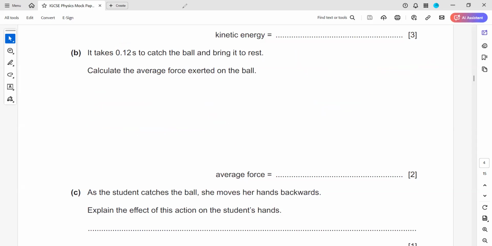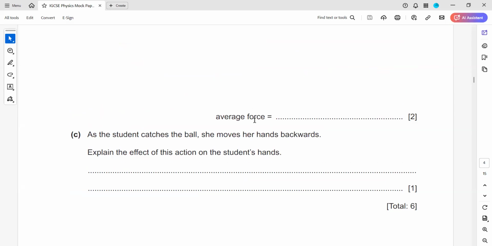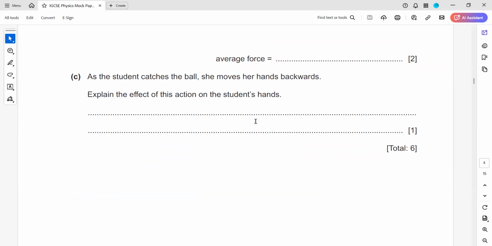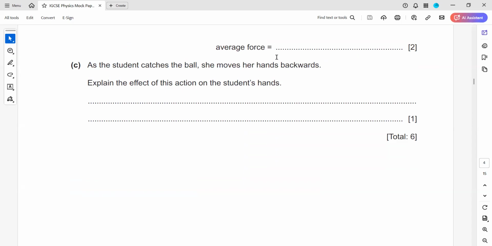As the student catches the ball, she moves her hand backward. Explain the effect of this action on the hands. So look, when we stop an object, you have to relate impulse and momentum with force. Impulse is force multiplied by time.